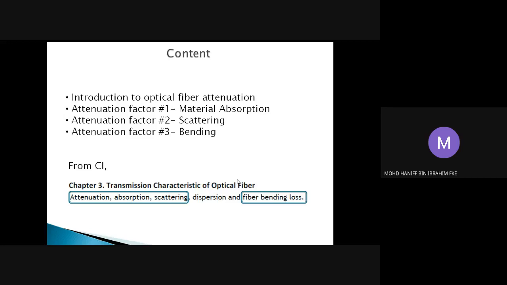My intention is to have test one on week 7, and the content for test 1 will be on chapter 2 and chapter 3. That includes the chapter we learned previously on light propagation in optical fiber, and also this chapter on the transmission characteristics of optical fiber. Please take note. Don't worry about the formulation. All the formulas will be given; you don't have to memorize. Since you're doing the test online, I think you can refer to any books. That's the benefit of having an online test.